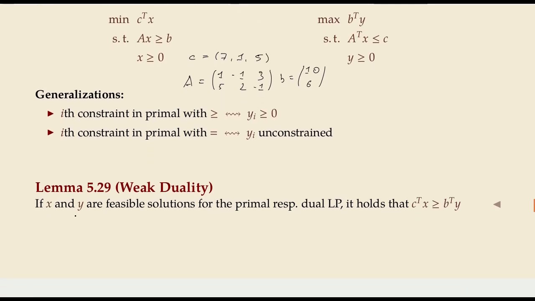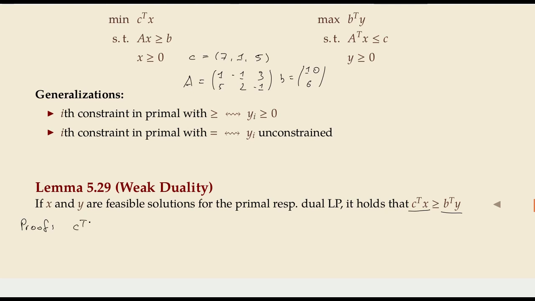Now here is just again formally stated that the cost of the primal is lower bounded by the cost of the dual, and this relation holds for any two feasible vectors. So whenever you have these constraints satisfied, and the proof is so simple that you can just write it here in basically one line.